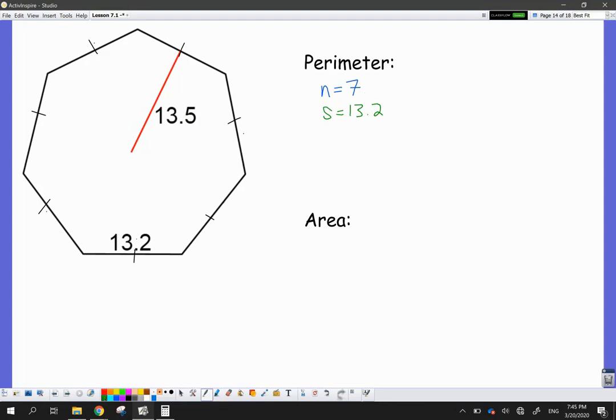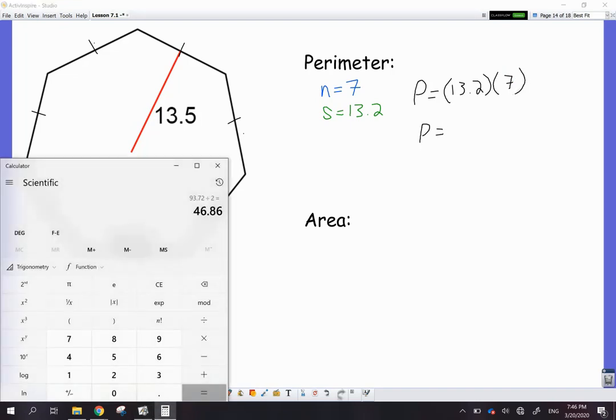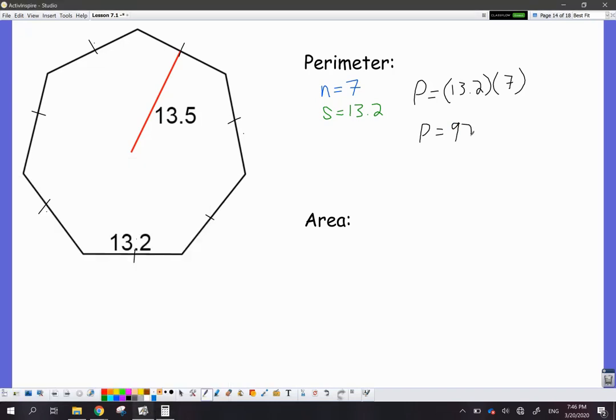So to find the perimeter, remember side length times the number of sides. So I have P equals 13.2 times 7. If I pull up my calculator and figure that out, 13.2 times 7 gives me 92.4. So 92.4, and there's no units here. So 92.4 units of perimeter.